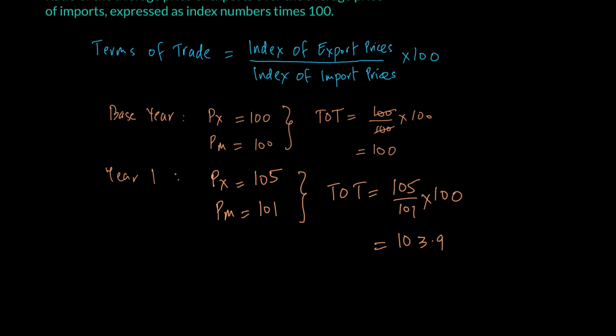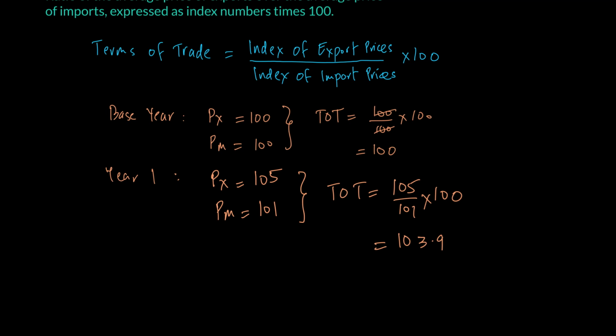That means, simply, on average, a country is receiving better prices for its exports than it is paying for its imports. So in this case, we will say the terms of trade have improved, because for every given import, we are giving up less of our exports, since our export prices are rising faster than import prices.